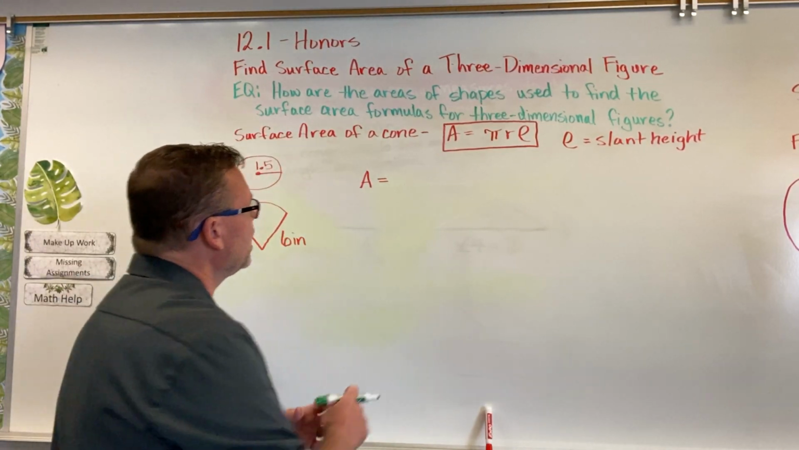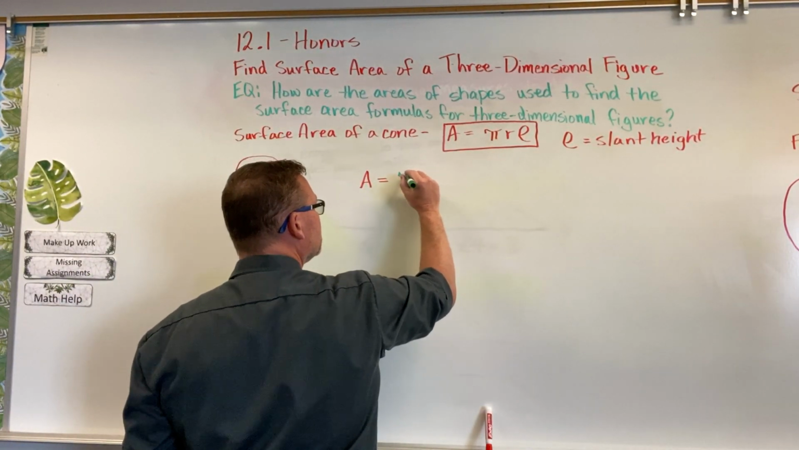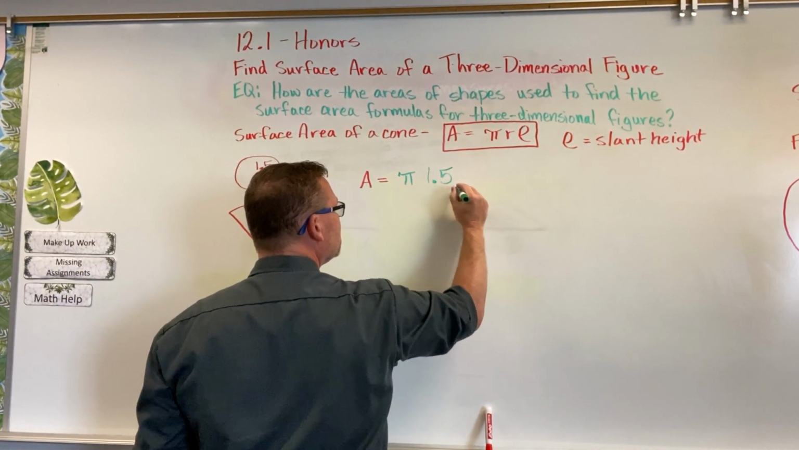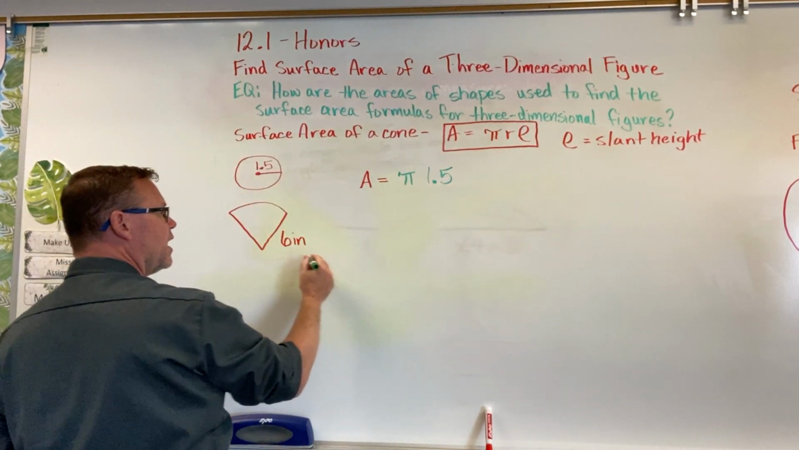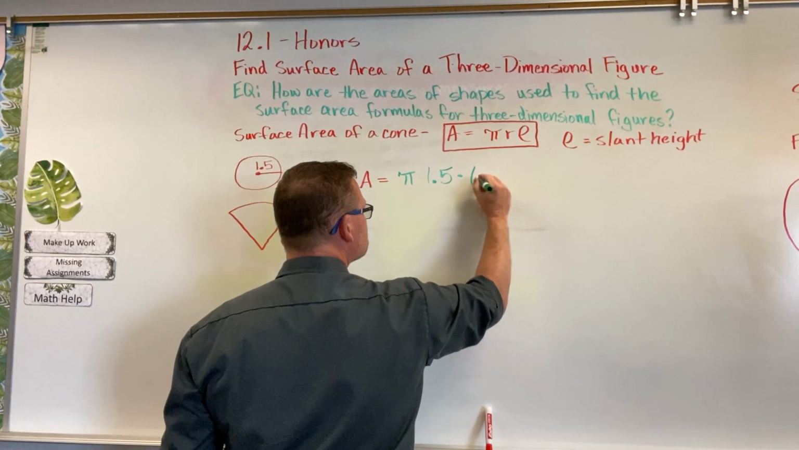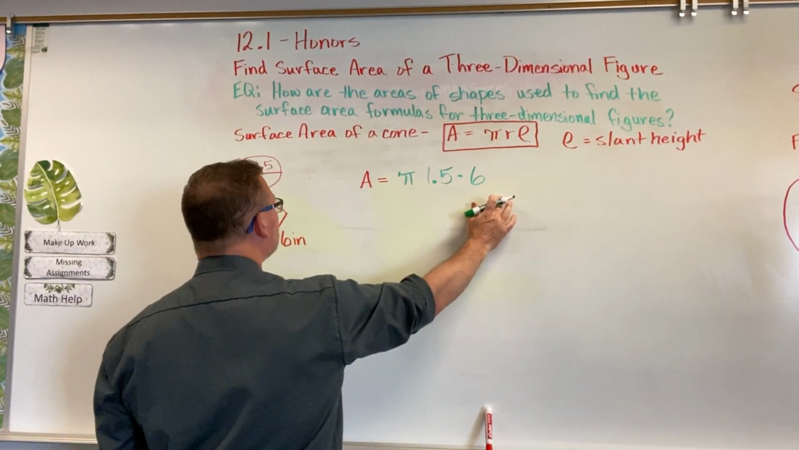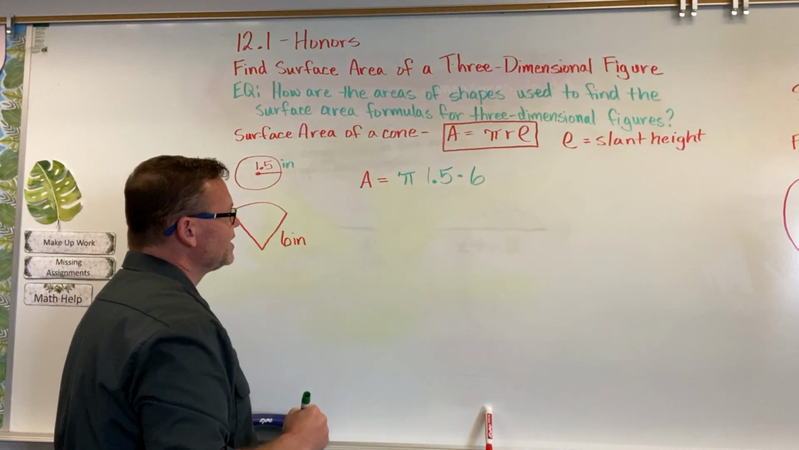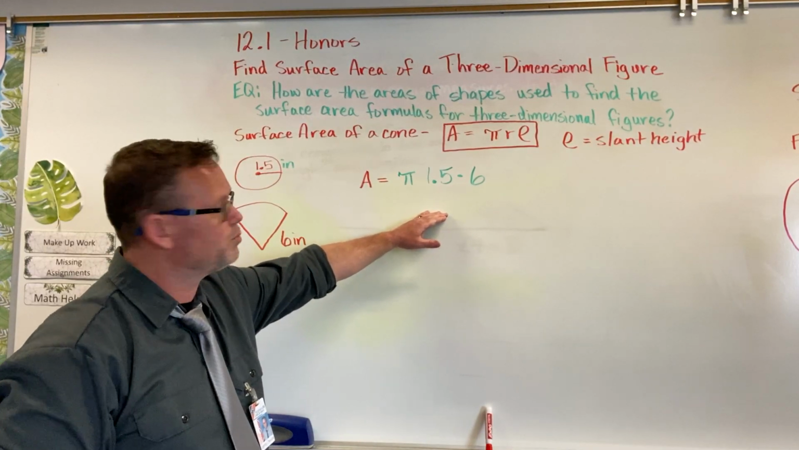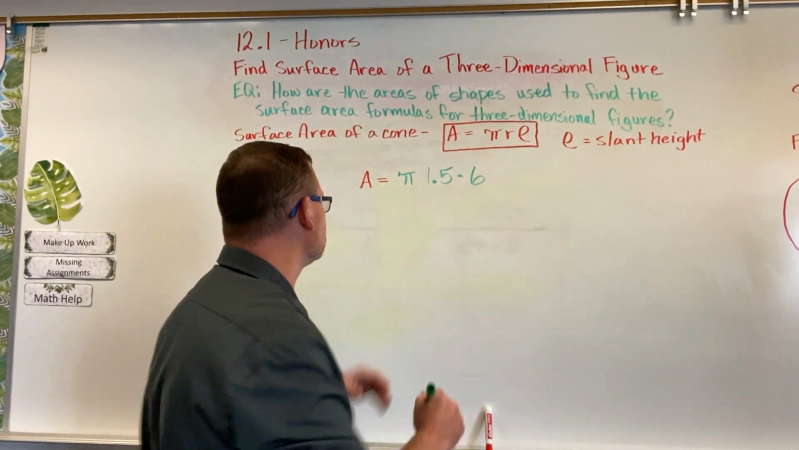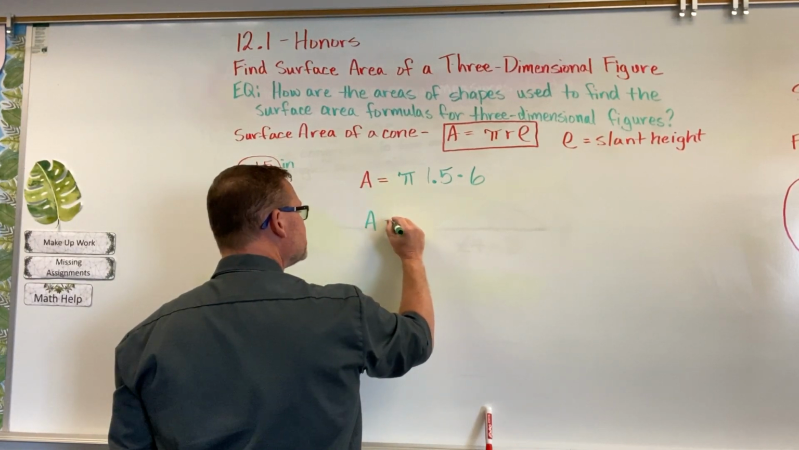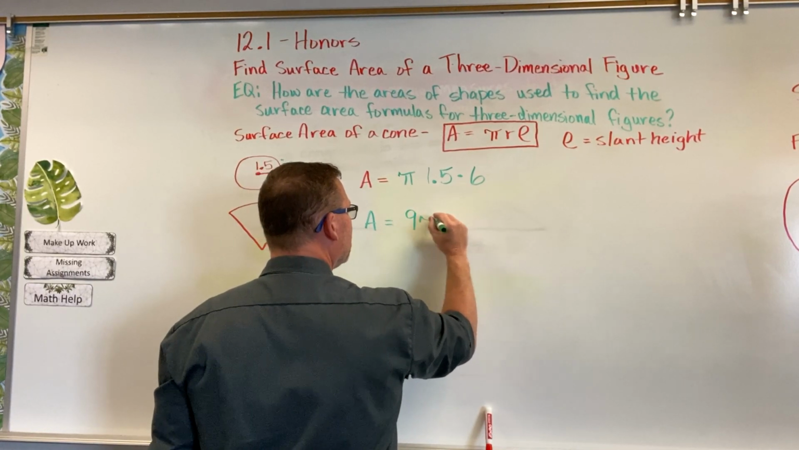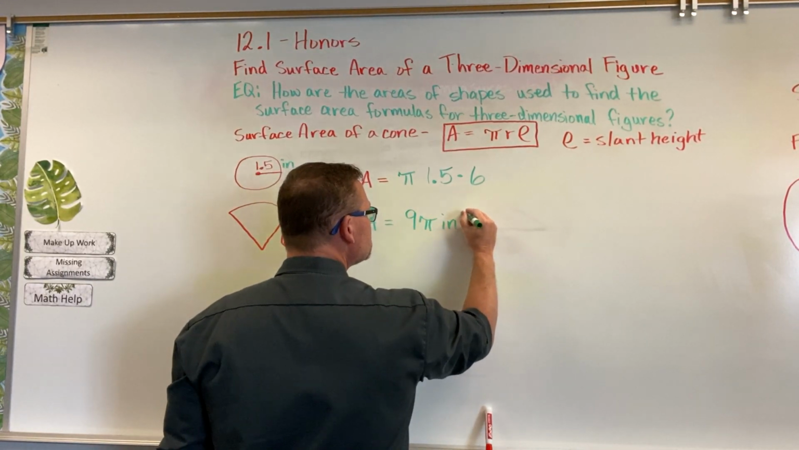Okay, so I go through, I do pi. The radius here is 1.5 or 1 5/10, and the slant height is 6. Okay, so this is what we multiply. And this is in inches. I should put inches up here too, right? Okay, so all I have to do now is multiply 1 5/10 by 6. So in other words, my surface area for this figure is 9 pi inches squared.